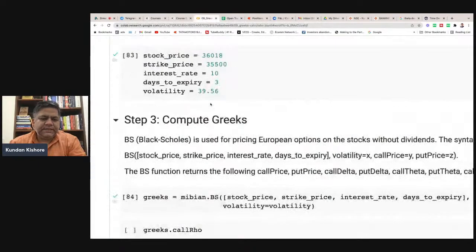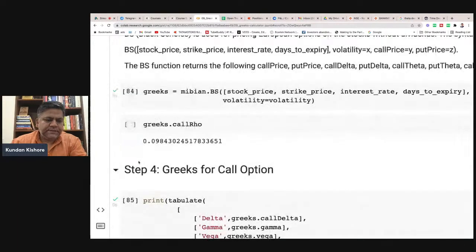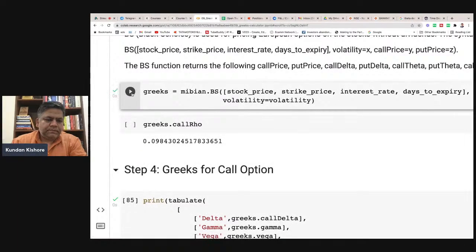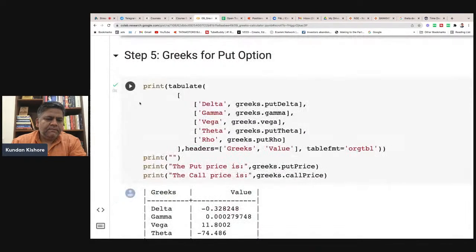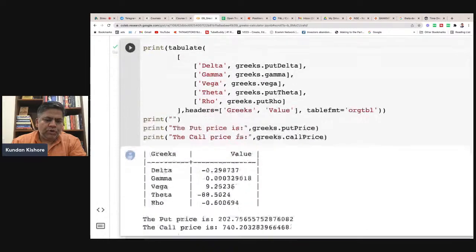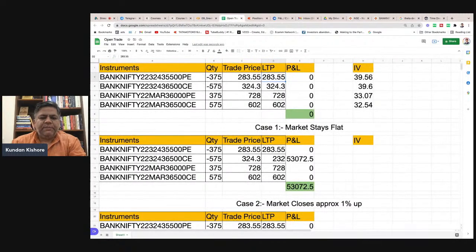Let's say market stays here itself, then we have to reduce the number of days to 2, and then try to find out what the put option price will be. So the put option price tomorrow at the time of closing is going to be 202. Obviously the decay will happen on both sides. Now what you can see is that approximately 80,000, 83,000 will be the profit through the decay of these options.